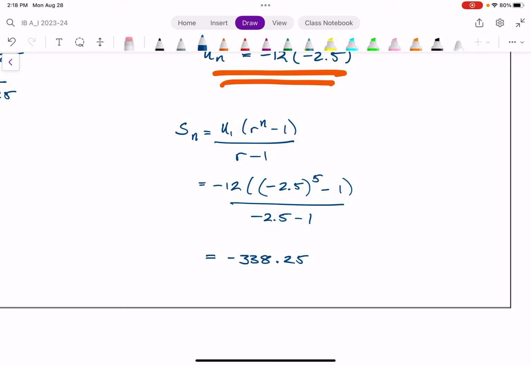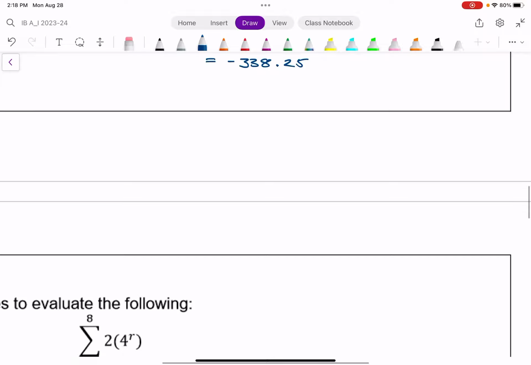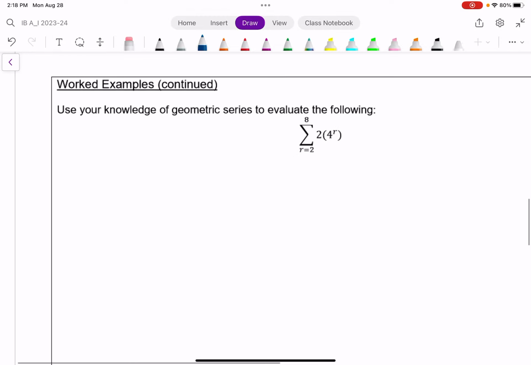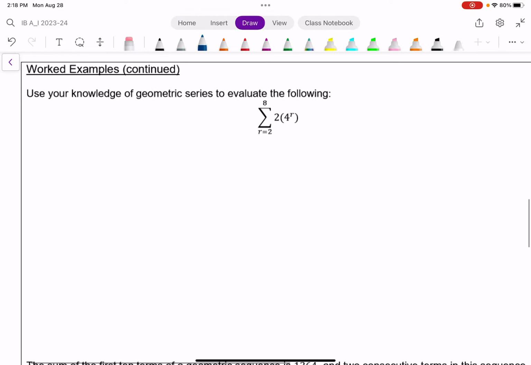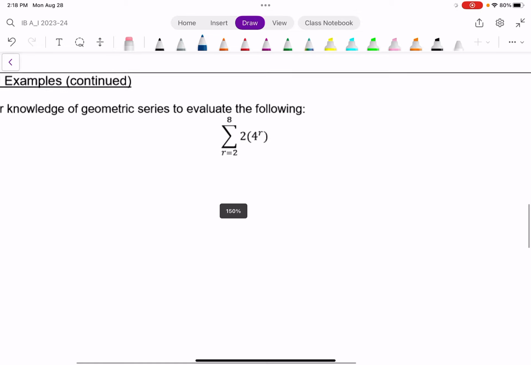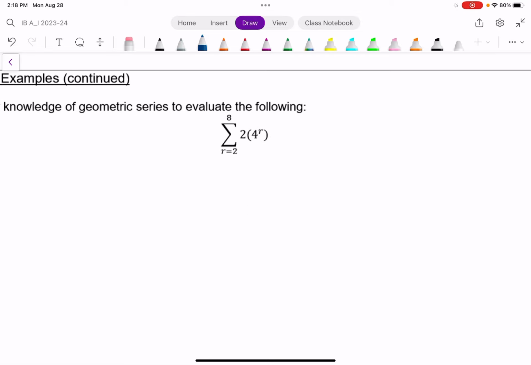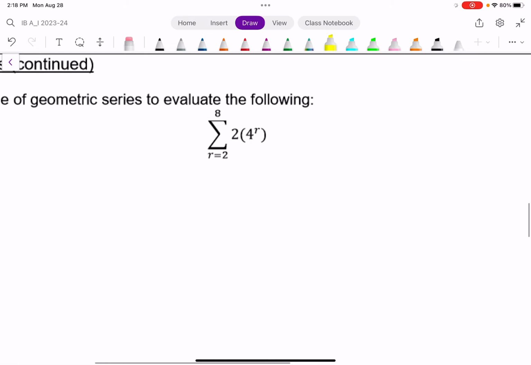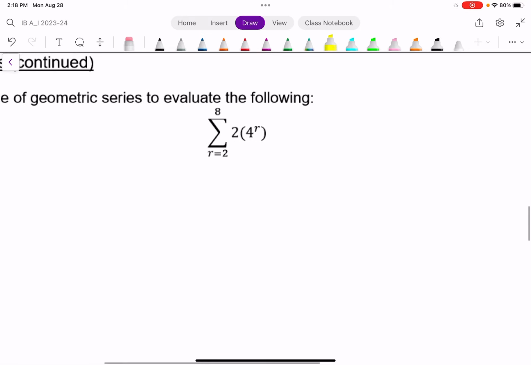338.25. All right, so we have some sigma notation here, and we want to use what we've learned about geometric sequences to evaluate this. And so our first step is to remember or remind ourselves what this means. So this, again, represents a sum of a number of similar terms. In this case, we have terms that are all in the form 2 times 4 to the power of r, but that r starts at 2 and works its way up to 8.